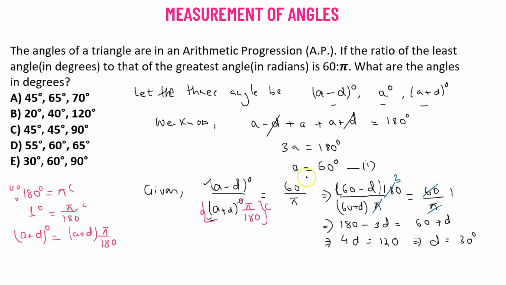Now we have our d value as well as a value. We can substitute here. The smallest angle, 60 minus d, will correspond to 30 degrees. a we have already obtained, that's 60 degrees, and the greatest angle a plus d, that's 60 plus 30, which is 90 degrees. And we see here that option number E is going to be the correct option.